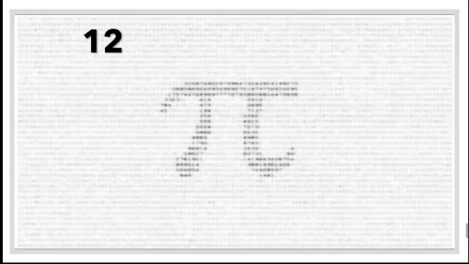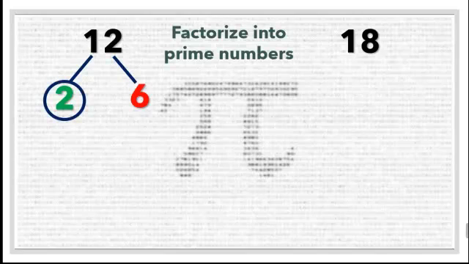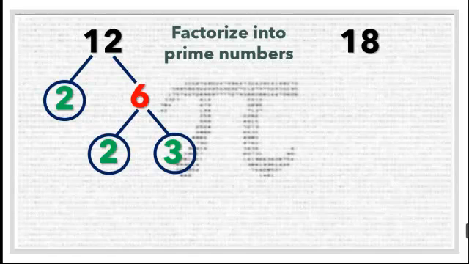I have number 12 and number 18. I will just factorize each one of them to its prime factors. As usual, 12 can be factorized into 2 and 6. 2 is a prime number with a circle and 6 is not a prime factor. So I'm going to factorize it again into two numbers. 6 is 2 times 3. And 2 is a prime factor and 3 is a prime factor. So now I factorize the 12 into prime factors.